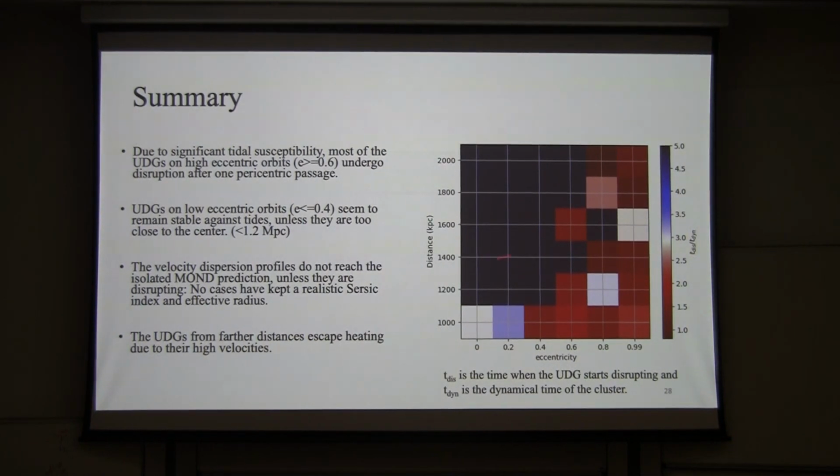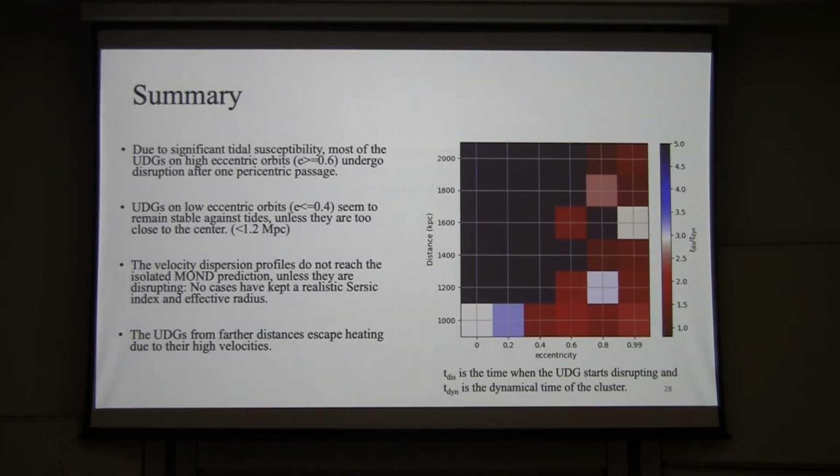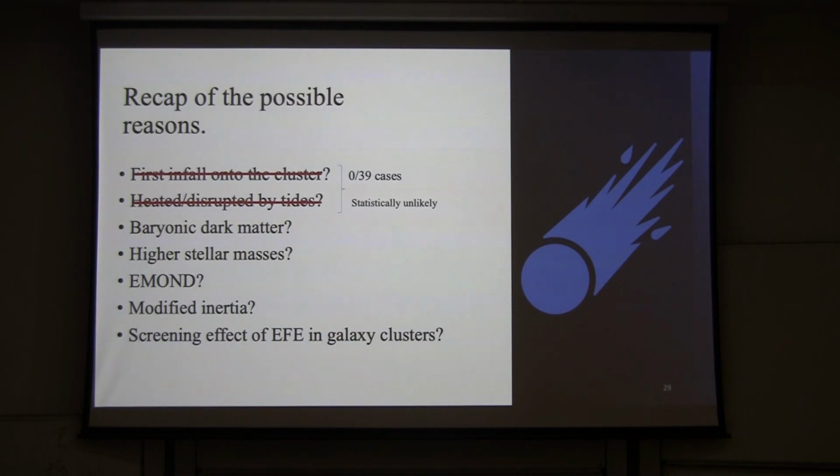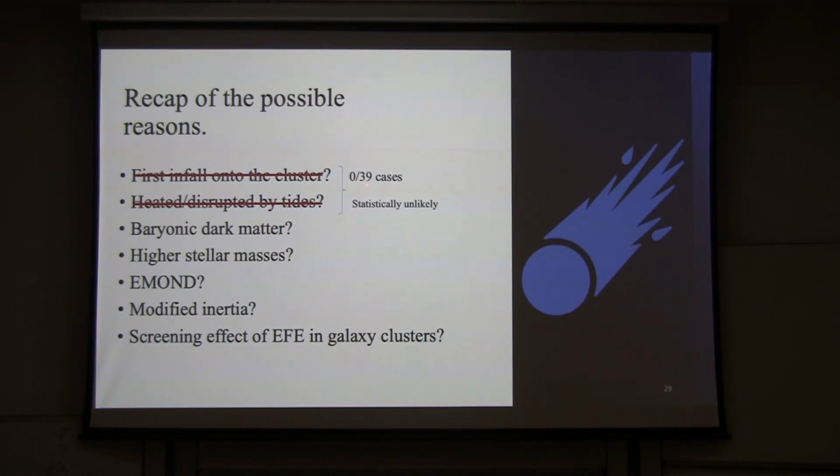To summarize all this into one plot, you can see eccentricity and distance against the disruption time, the time when they enter disruption, meaning they've lost 80% of their mass, divided by the initial dynamical time of the cluster. All the high eccentric orbit simulations undergo disruption, and the low eccentric orbit ones don't undergo disruption within the simulated time, I would say. Just as my concluding remarks, I would say there are no cases.